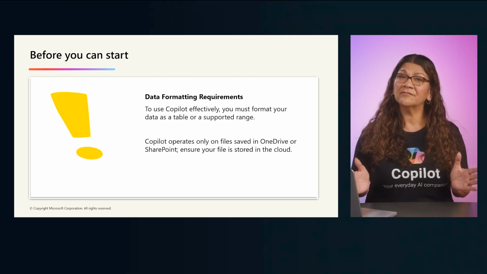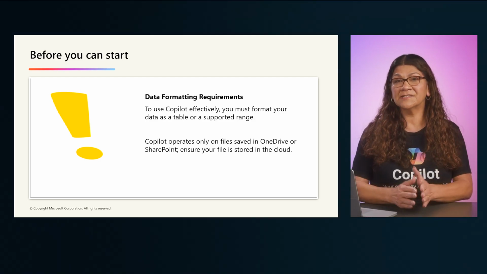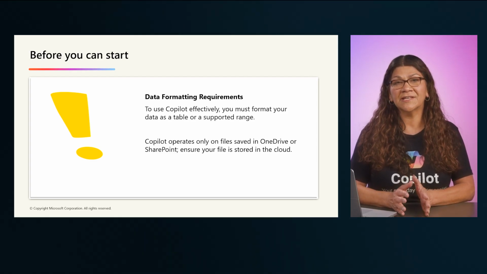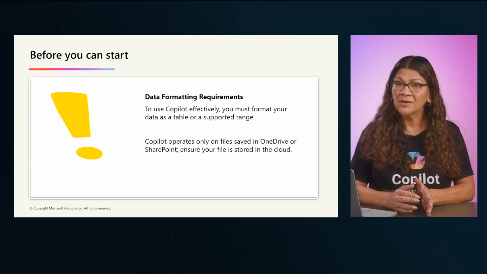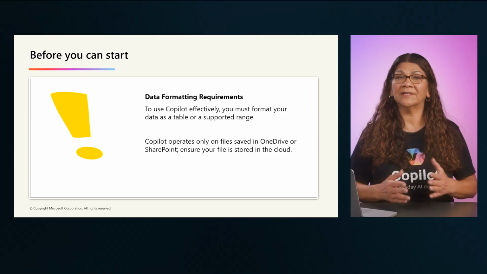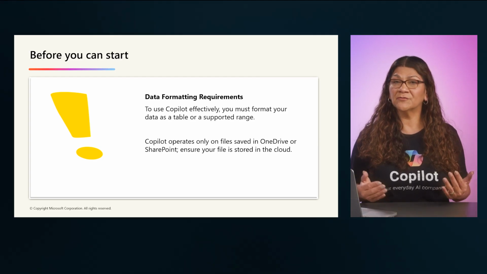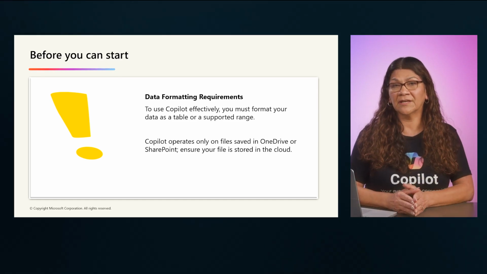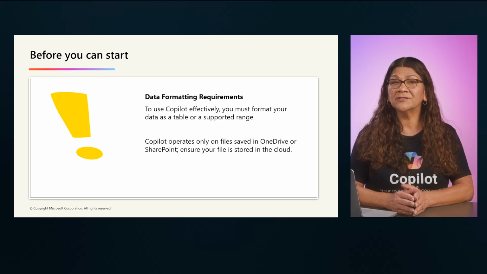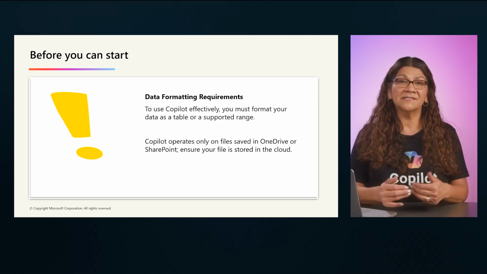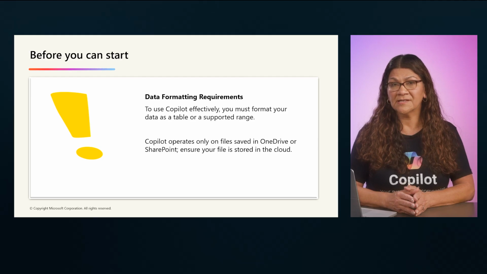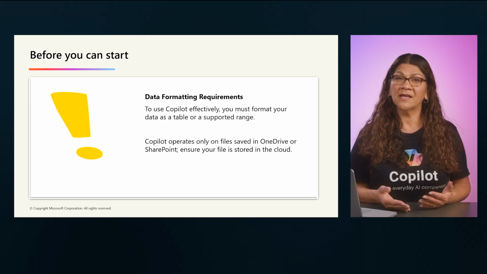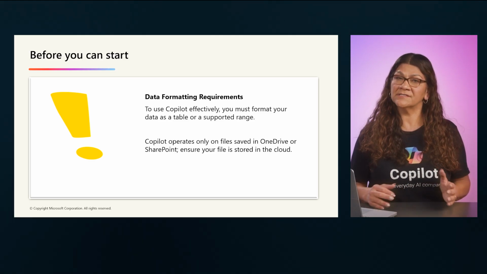Before you can use Copilot effectively in Excel, your data needs to be set up correctly so Copilot can understand and work with it. Copilot requires your data to be formatted either as a table or as a supported range, which allows it to generate insights, suggest formulas for new columns, and highlight, sort, or filter your data accurately. Creating a table helps organize your data with clear headers, while supported ranges must follow specific rules, such as having a single unique header row, consistent formatting, and no blank rows, merged cells, or subtotals.